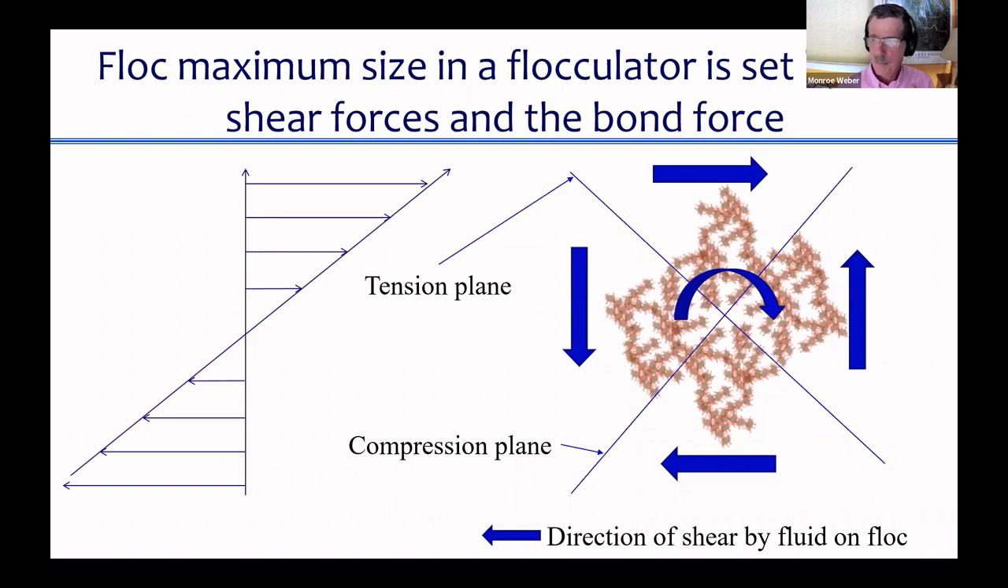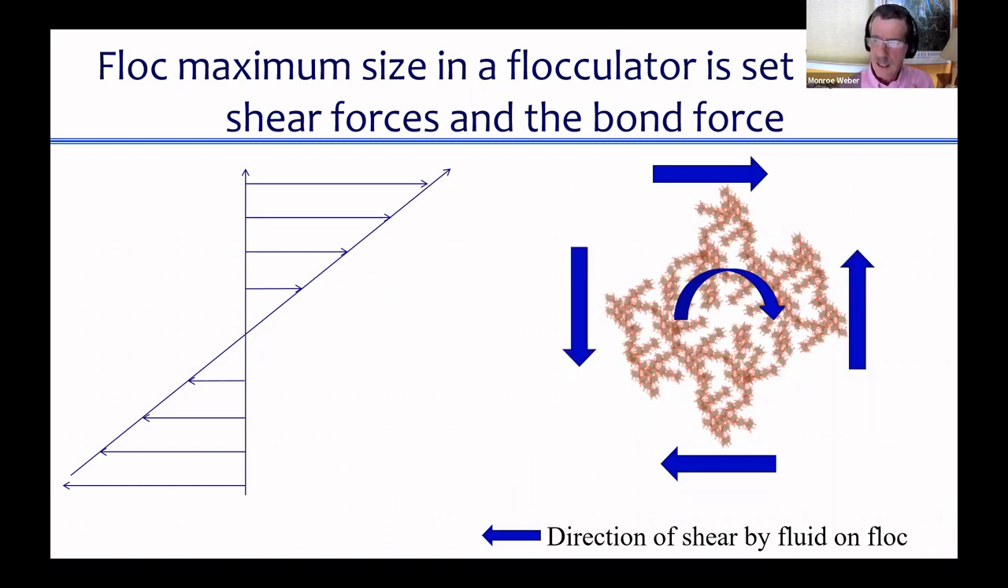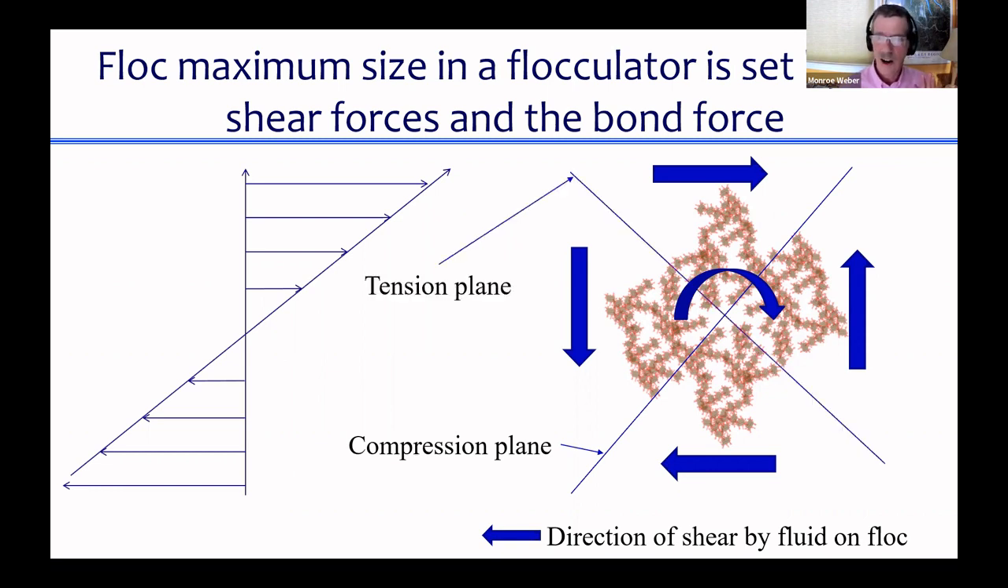And so if we go back, because of its rotation, it's experiencing those additional shear forces on the left and the right. And that means that there's a compression plane where if you look at the arrows, they're converging on that plane. And on this tension plane, the floc is being pulled apart. So the floc is not going to fail in compression. Buckling happens in compression, but the floc is not going to fail in compression. It's going to fail in tension.